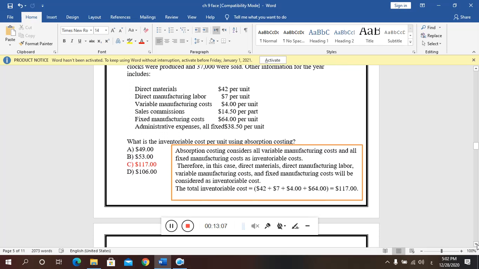Therefore, we calculate the inventoriable cost by adding direct material cost plus direct manufacturing labor cost plus variable manufacturing cost plus fixed manufacturing cost. All these costs are inventoriable under the absorption method. So we sum direct material $42 plus direct labor $7 plus variable manufacturing cost $4 and fixed manufacturing cost $64 per unit. So the result is $117 per unit.